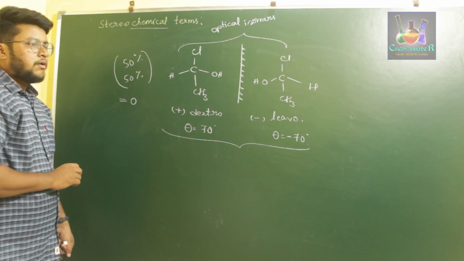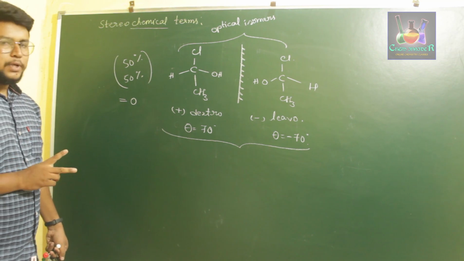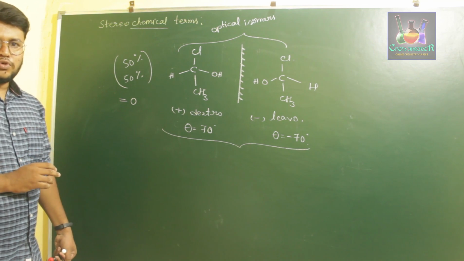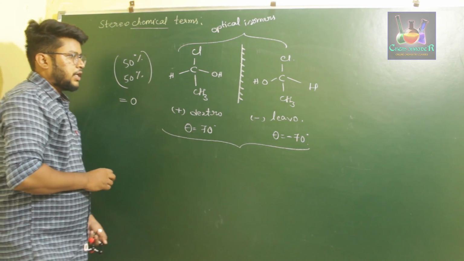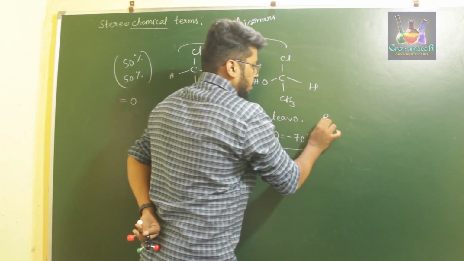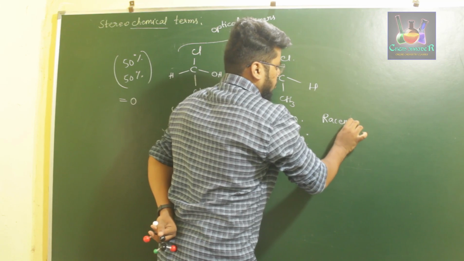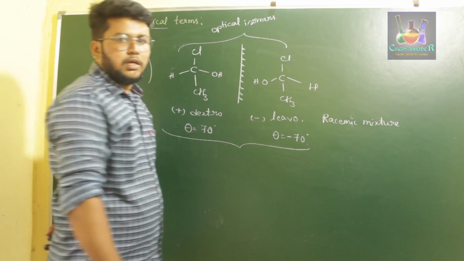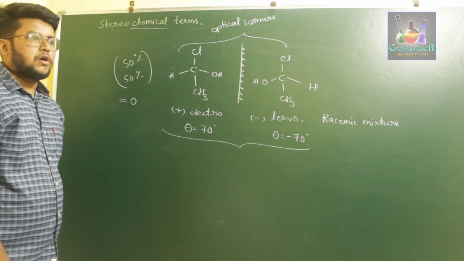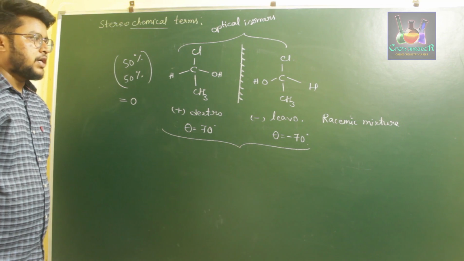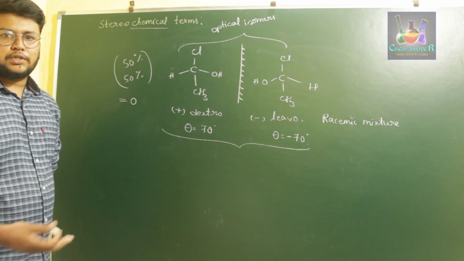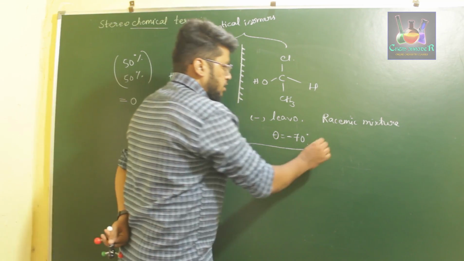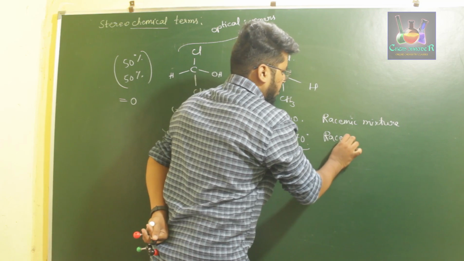This is because when we consider two optically active isomers of a compound in equal concentration, we get what is called a racemic mixture. A racemic mixture is a mixture of two optical isomers of equal concentration which rotate the plane polarized light in opposite directions with respect to one another. This complete phenomenon of mixture is called racemization.